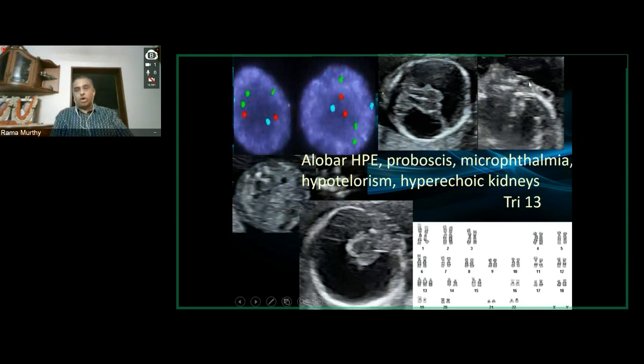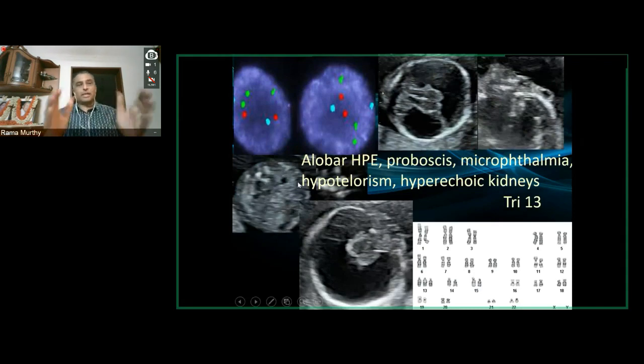So there's no nose, there is a proboscis which is seen, and if you look very, very carefully, there are two tiny orbits over here which are extremely close to each other. And when I look into the abdomen, you see the kidneys are quite prominent, they are hyperechoic.